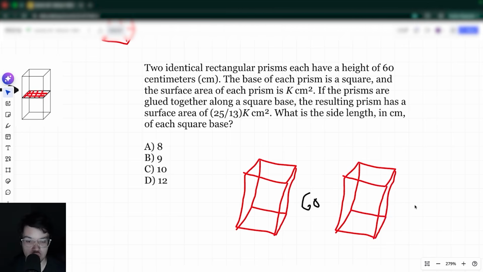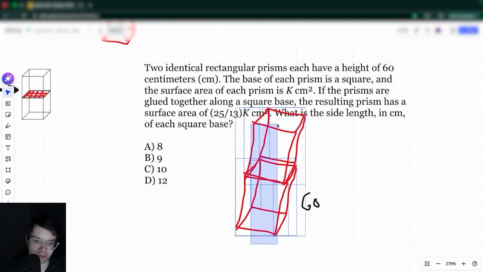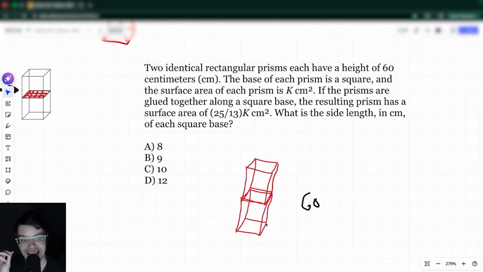Now, they are finally glued together along a square base. So basically what this would mean is you put this one on top of that one. So hopefully that makes sense. I know it's getting a little bit confusing here, but yeah, like that. And then it says the resulting prism has a surface area of 2513k. Okay, so let's first think about what the surface area of one of the things would be.